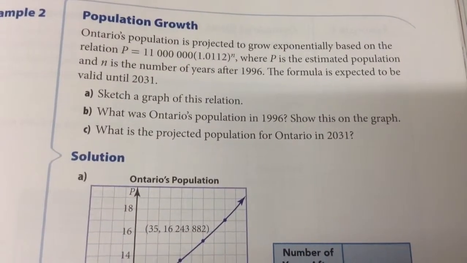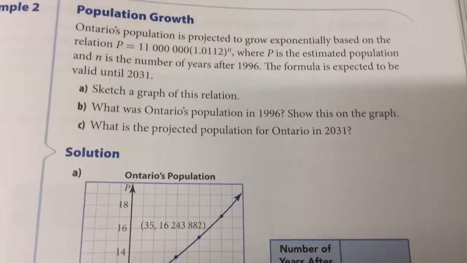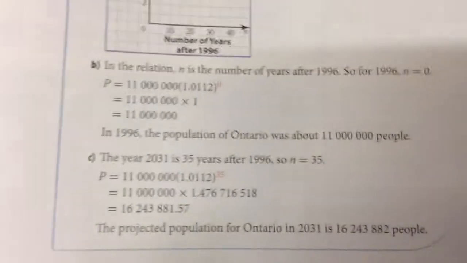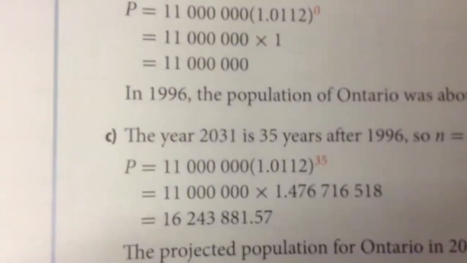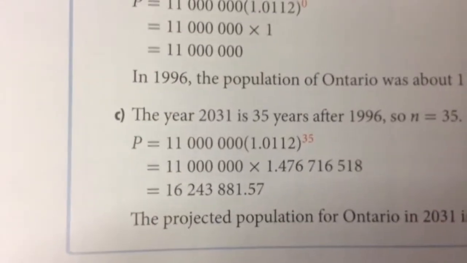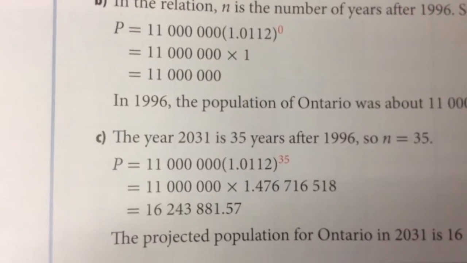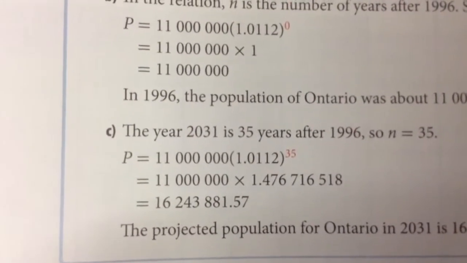We were working on part C: what is the projected population for Ontario in 2031? So how do we calculate that, using the relation we were given? There's P equals 11 million times 1.0112 to the power of 35.